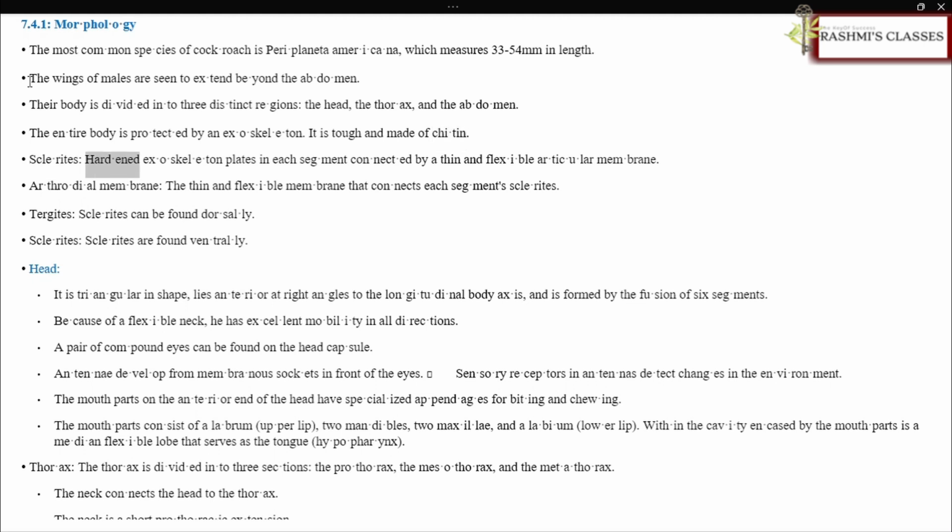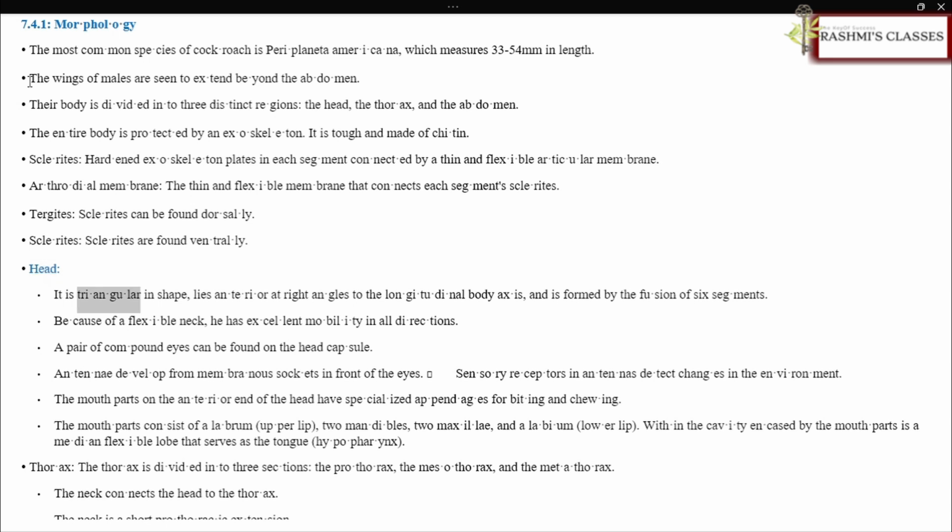Sclerites, hardened exoskeleton plates in each segment connected by a thin and flexible articular membrane. Arthrodial membrane, the thin and flexible membrane that connects each segment's sclerites. Tergites, sclerites can be found dorsally. Sternites, sclerites are found ventrally. Head.